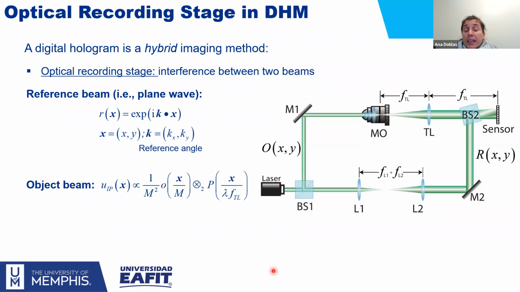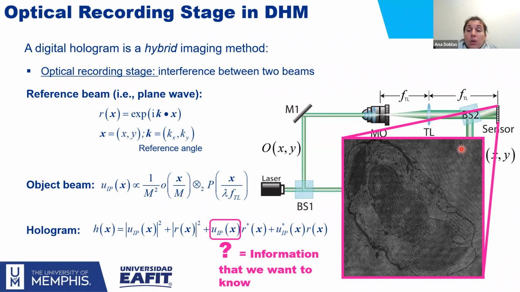The DHM has two parts, the hardware and the software. On the hardware side, the camera records the optical interference between two beams: the reference beam, which is a plane wave, and the object beam, which gets the light scattered by the microscopic sample and is imaged through an imaging system, an objective lens coupled with a tube lens, because we want to have a plane wave at the end. The camera records the interference pattern, and that's called the hologram.